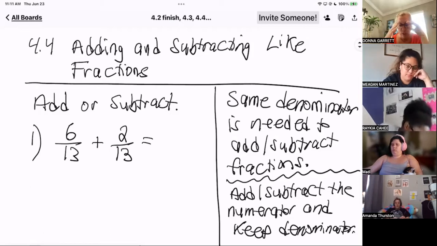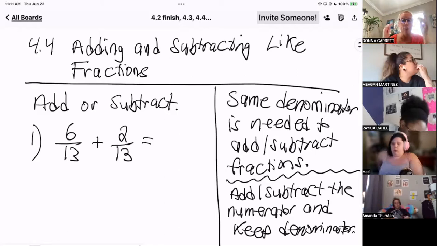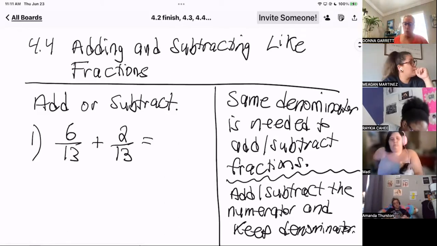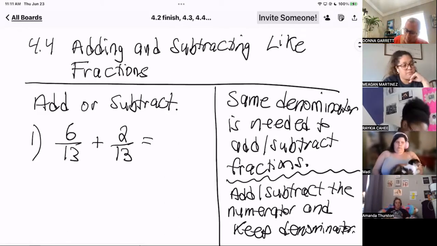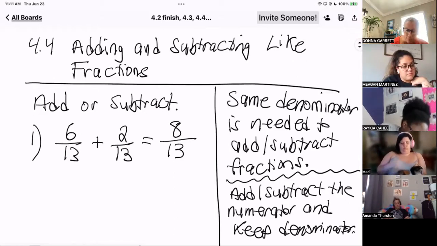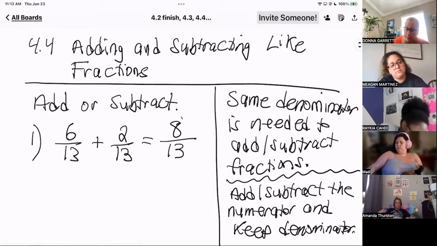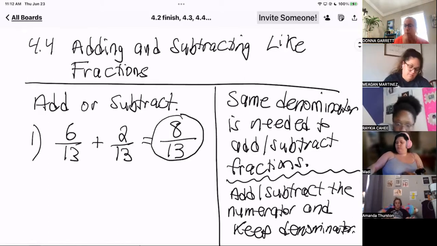The next section, when we come back next week, we're going to have different denominators and we have to make them the same. So something like this, I'm just going to add across. 6 plus 2 is 8, and I keep my denominator of 13. And of course, you want to make sure it's simplified, but it is. I can't simplify anymore.